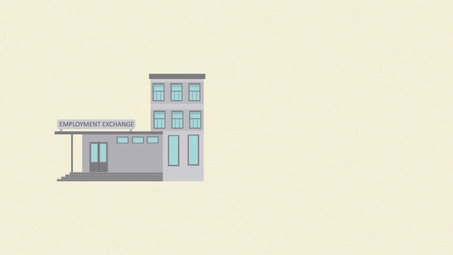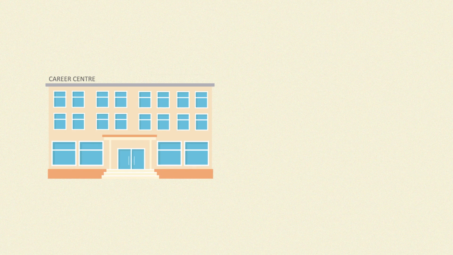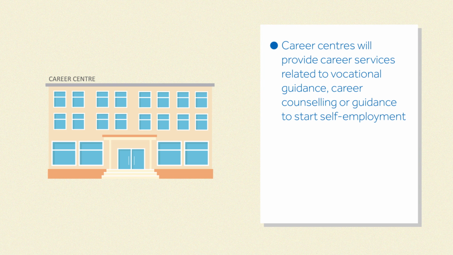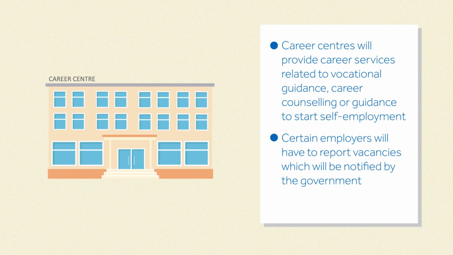In place of the Employment Exchanges Act, the bill adds a chapter on employment information and monitoring. Instead of employment exchanges, the code proposes career centers to provide career services to job seekers and employers and those looking for vocational guidance, career counseling, or guidance to start self employment. The code also requires certain employers to report vacancies in their establishments, which will be notified by the government.